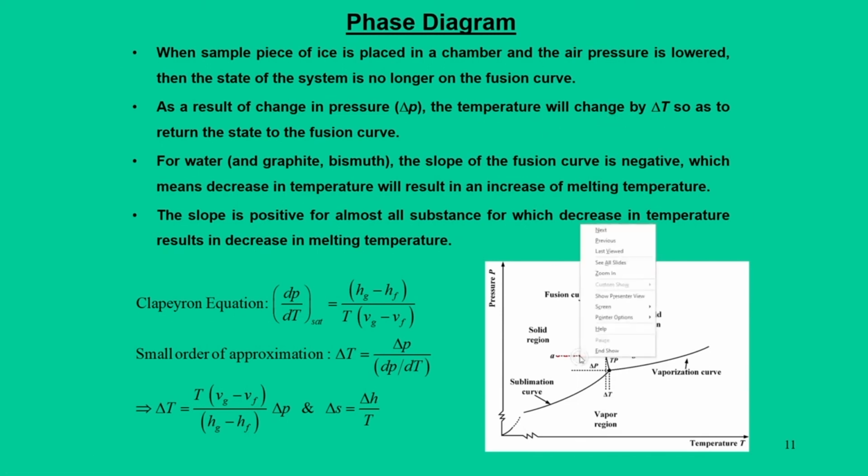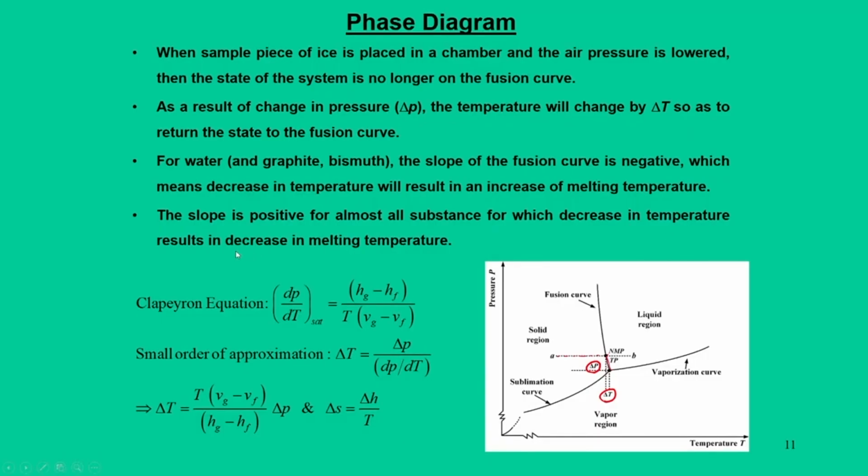That means I can come back, instead of going from this, if I draw a point here, so I can find out what is delta T and what is delta P. Delta P is in our control, and we can see that when there is a drop in pressure, the slope of the fusion curve, that means if you draw this particular point on the fusion curve, the slope of the fusion curve will be negative, because the decrease in the temperature will result in the increase in the melting temperature, and the slope of the fusion curve is negative.